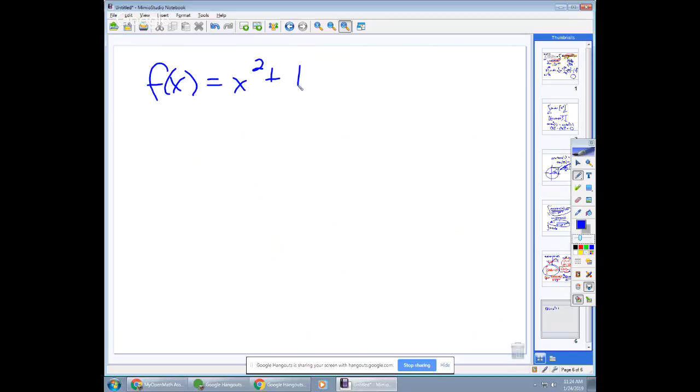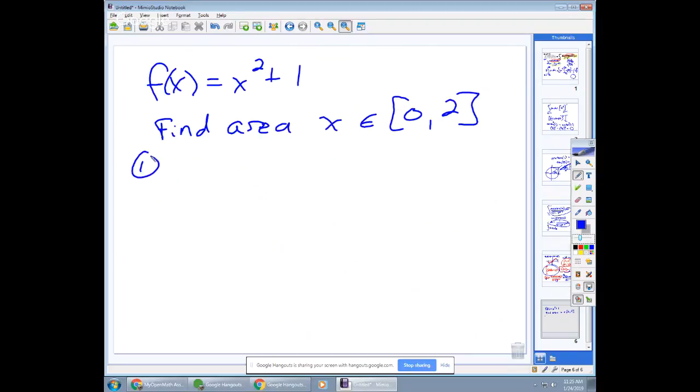What I want to do is find the area as x goes from 0 to 2. First I want to do it with right endpoints and 4 subintervals. So I want to find what's called R4, which is what I want to find first. And then we'll generalize it.